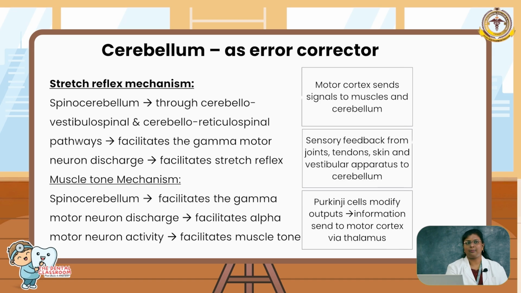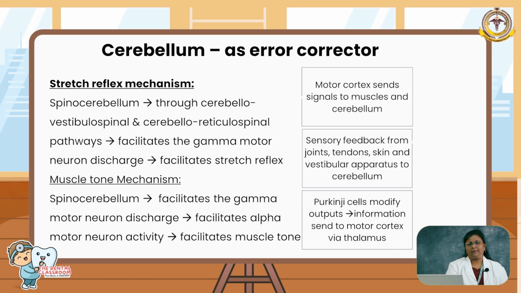So if stones are there, the person needs to move the body and run away from the stones if they want to run on the runway. For that, it needs to correct the posture and change the muscle tone in the flexors and extensors. These corrections are all modified by the Purkinje cells in the cerebellum. This information will be sent to the motor cortex via the thalamus, and then from the motor cortex the information will be passed to the skeletal muscle. So this is how our cerebellum helps in correcting the posture and equilibrium, maintaining the balance, and helps in all the motor activity.